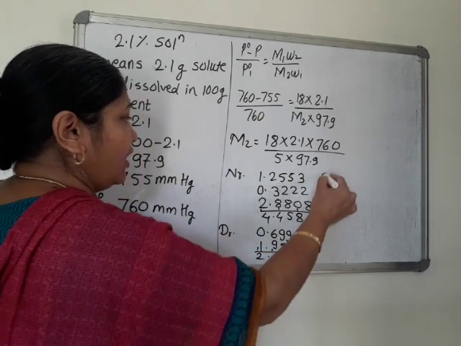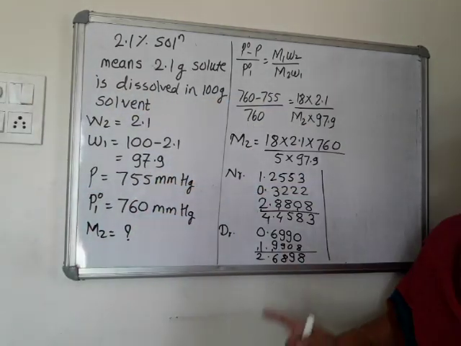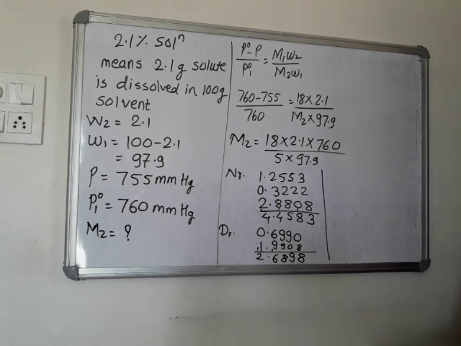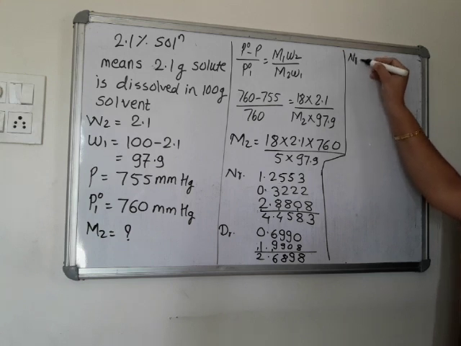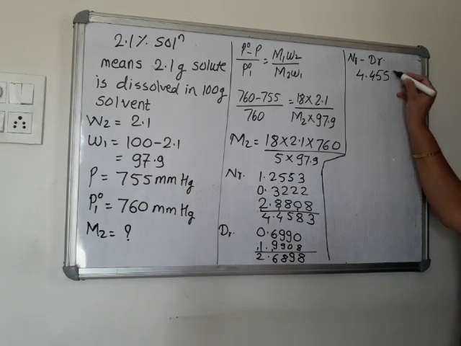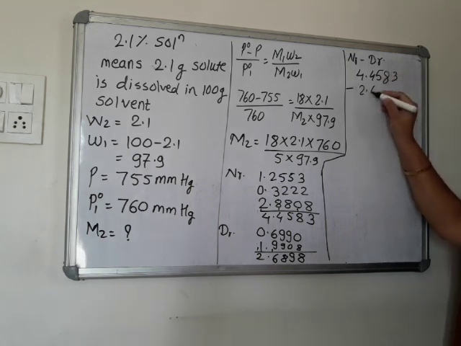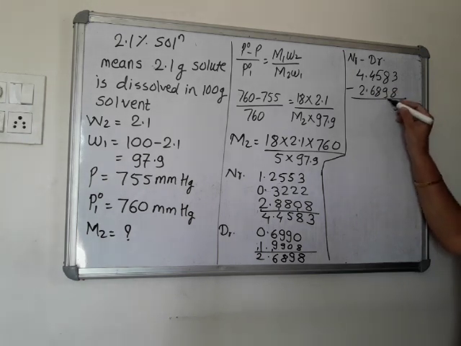Yes. Now numerator minus denominator. Log of numerator minus log of denominator. Check what's the total of the denominator. Is it correct? We have to add these values. Yes. Numerator minus denominator. Numerator is 4.4583 minus 2.6898. Do the subtraction.